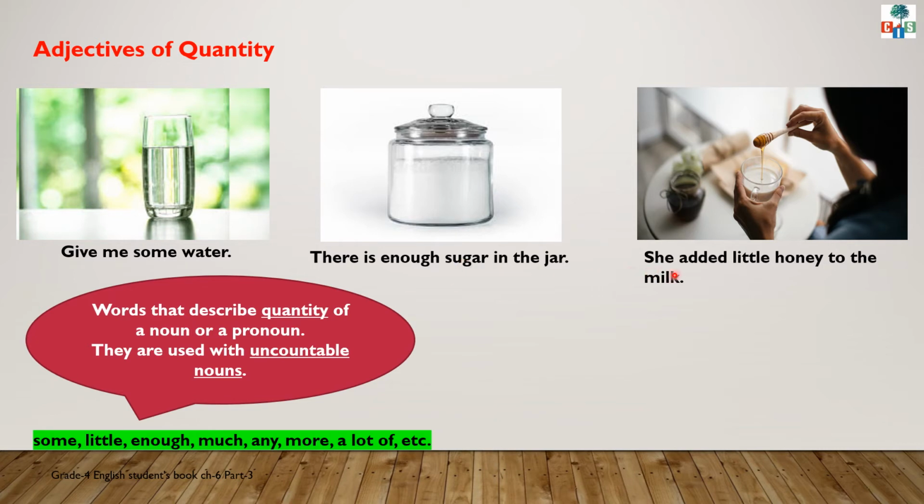Next, she added little honey to the milk. Now, what is the noun here, children? Yes, honey.